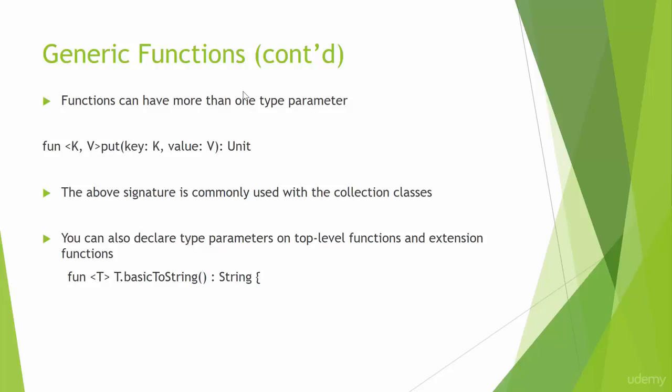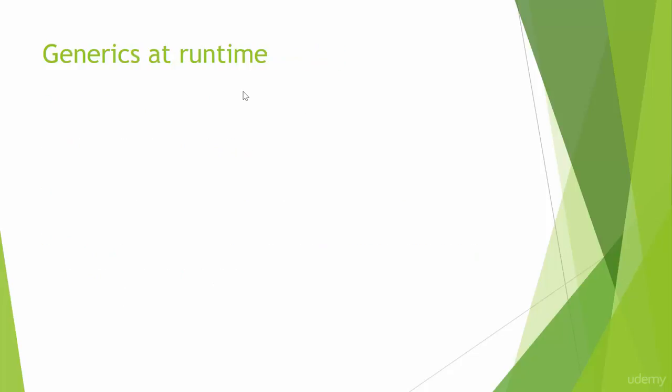We know it's an extension function because we have the extension function name there, right? t.basic toString. If it wasn't an extension function, we wouldn't have that t dot. So whatever type you pass in here, it's going to be an extension function for that type, and it's going to return a string, and that's an extension function.